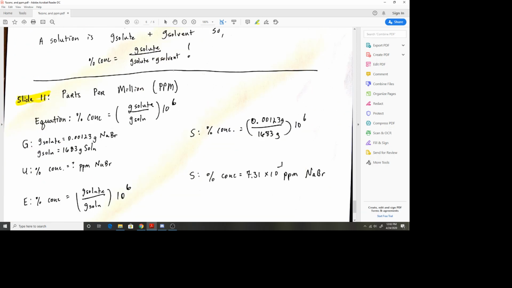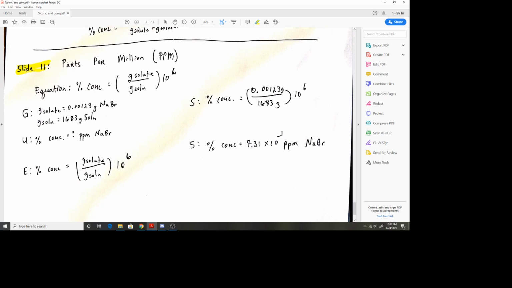So as we move through and we look at it in a little bit more detail here, you'll see that we have the grams of solute over the grams of solution times 10 to the 6th. Again, scientific notation, significant figures, exponent value. PPM is our new label for parts per million, and then our unit, and then label would be NaBr.